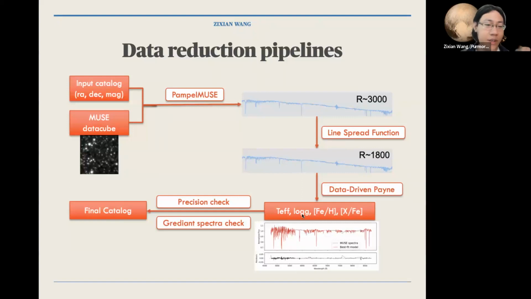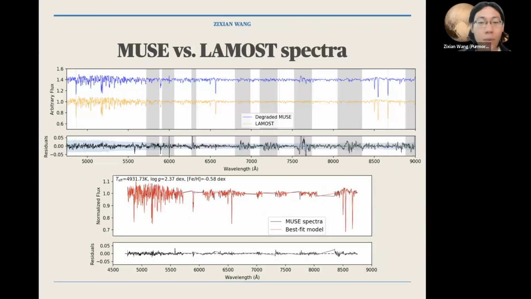This seems like a pretty unusual technique. And you might have so many questions. Yes, you can measure the stellar parameters, but then how precise can they be? So I will address all your questions in the following slides. So one question you might have is how similar the modified MUSE spectra are compared to LAMOST, right?